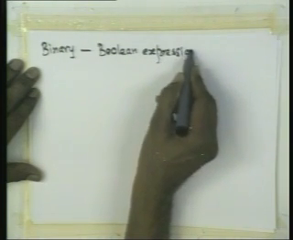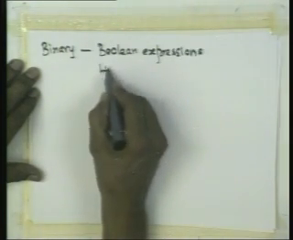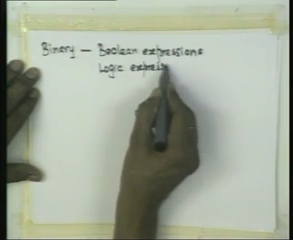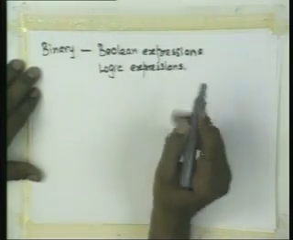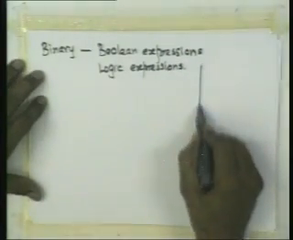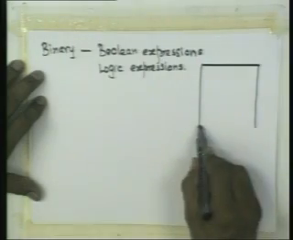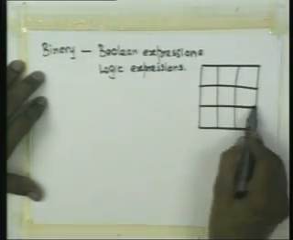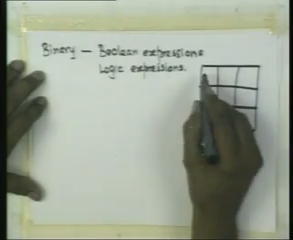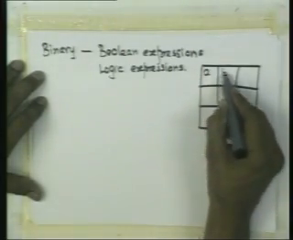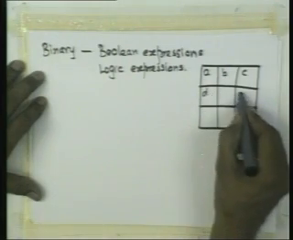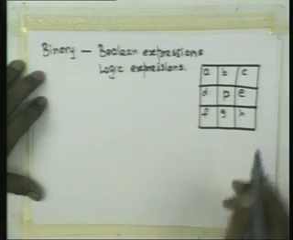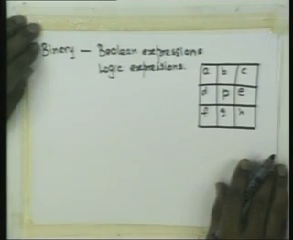Okay, Boolean expressions are essentially logic expressions. Okay, so let me now, instead of writing x minus 1, y minus 1, etc., what I am going to do is, in this particular template, label them as A, B, C, D, E, F, G, H, and this center one I am calling P, which is the pixel which is being processed.